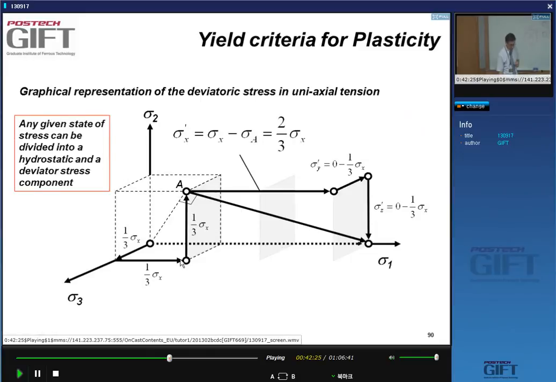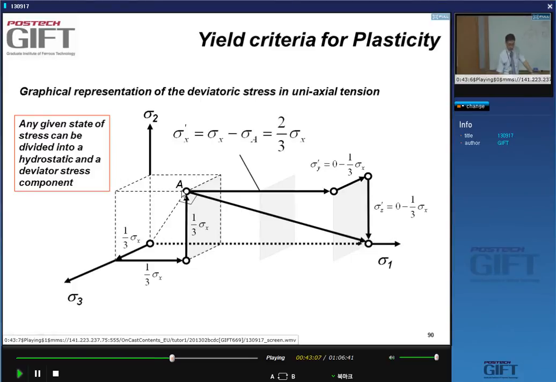Okay? So again, in uniaxial tension, we only have a stress along the x-axis, along this sigma 1. So this would be the applied stress. I can decompose this into a stress that has 1/3 of sigma x in the z direction, 1/3 of sigma x in the x direction, and 1/3 of sigma x in the y direction, right? So that gives me my hydrostatic stress component.